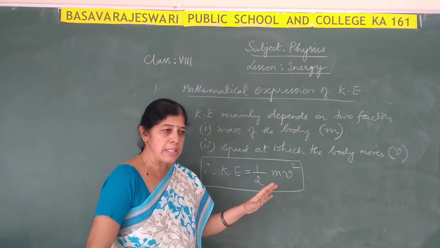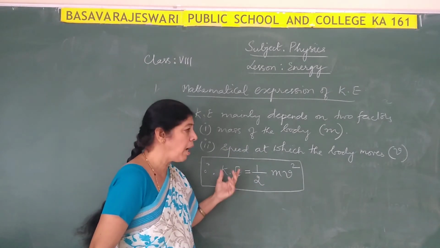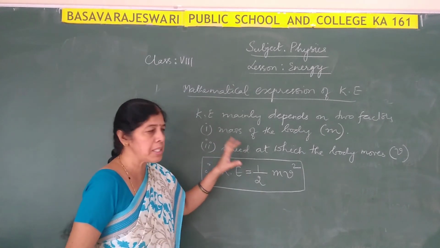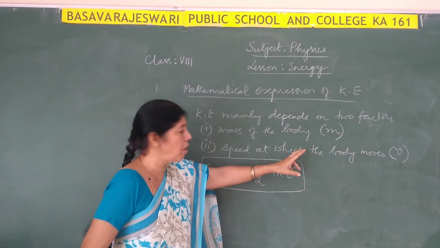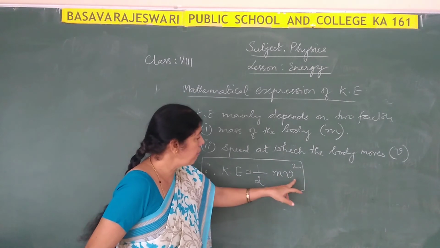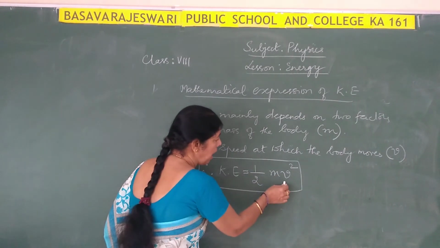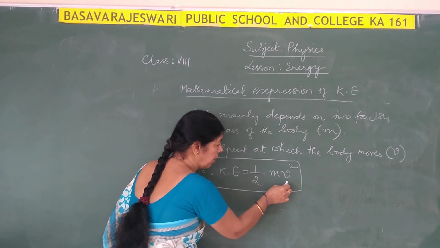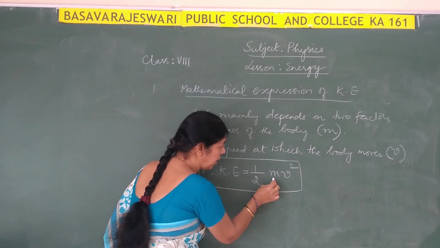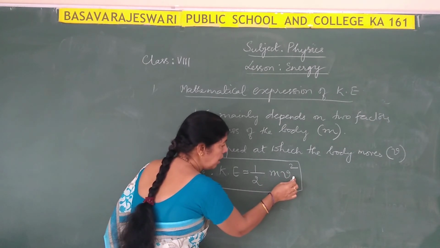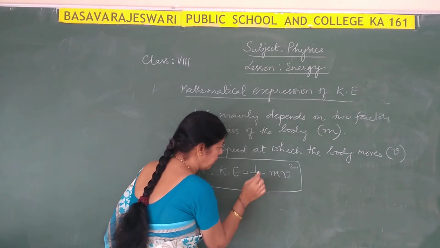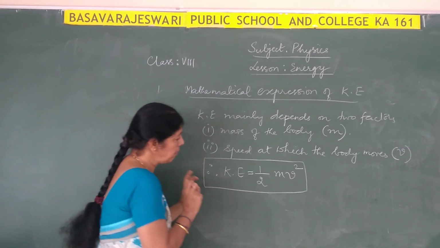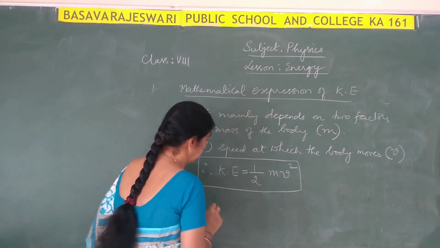As you go to higher classes, you will learn how we arrive at this expression of kinetic energy. For now, you just remember kinetic energy depends on the mass of the body and velocity. In the formula, you can see I have written v square. V square means the square of the velocity of the body. So, the product of the mass of the body and the square of the velocity, multiplied by half. Therefore, half m v square is the formula or mathematical expression for kinetic energy.